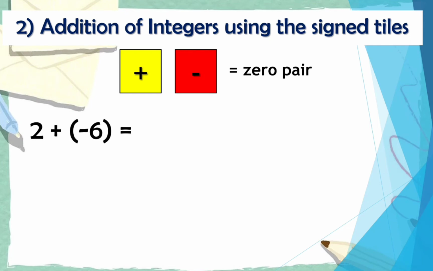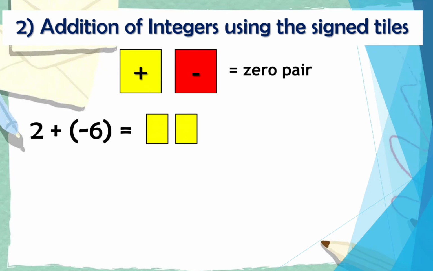2 plus negative 6. Doon muna tayo sa unang addend. That is 2. The sign of 2 is positive. So, anong tile ang gagamitin natin? Is it color yellow or color red? Okay, that is color yellow. Kasi yung yellow po is for positive integer. So, ilang yellow tile ang gagamitin natin for positive 2? So, gagamit tayo ng dalawang yellow tiles.